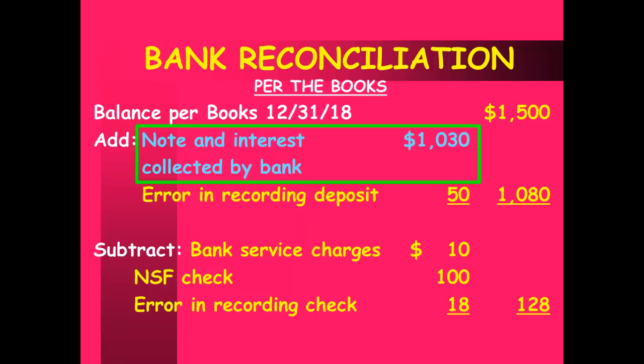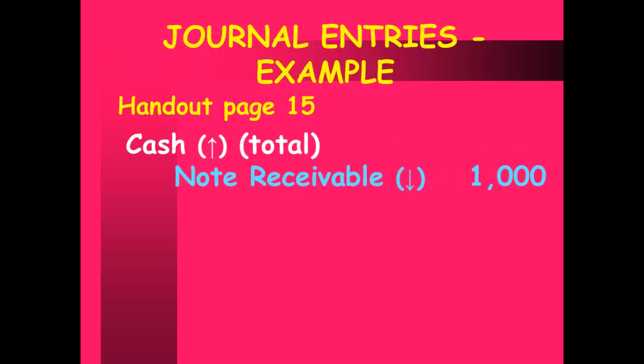How about for the $1,000 principal on that note? What account do I need to make go down by $1,000? Notes receivable, very good. So we're going to credit notes receivable to make the asset go down. How about for the $30? What account do you think I should credit for $30?